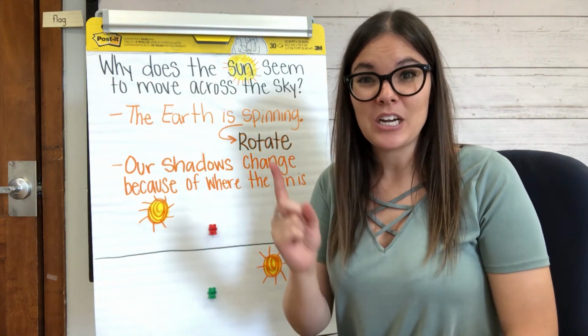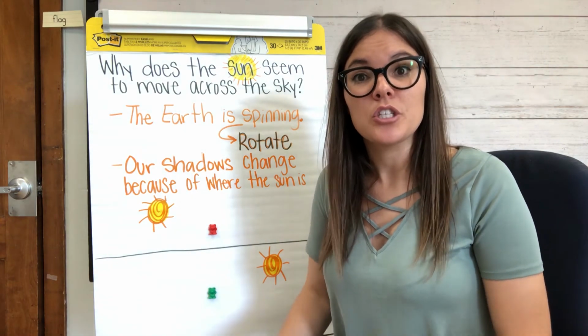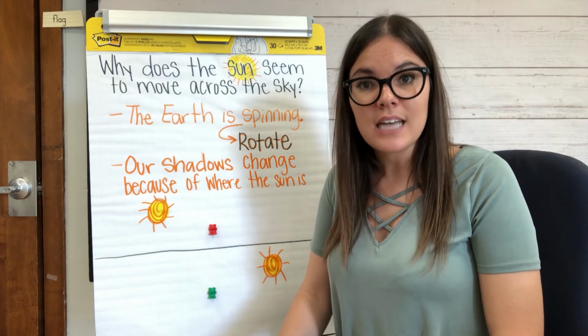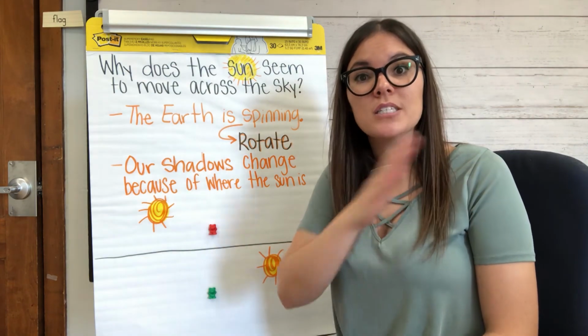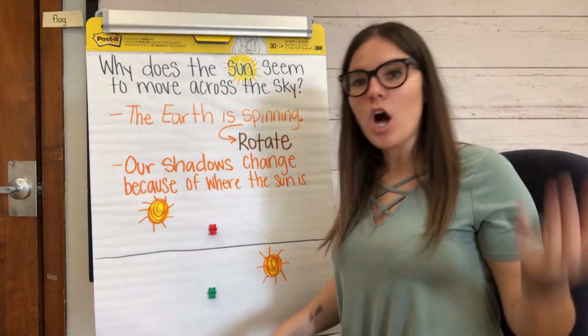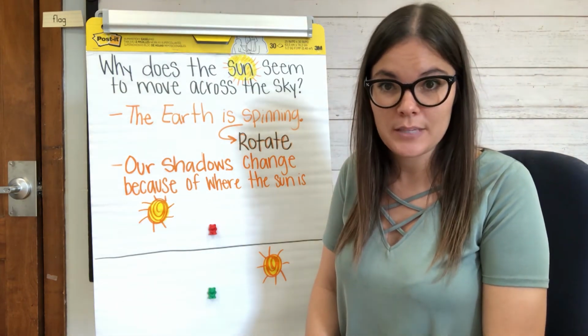Kind of like when we were going around in circles and we got dizzy. That is exactly what the Earth is doing. It is rotating, and that's why we see the sun on different parts of the sky during different times of the day. And we also were exploring with shadows, because I got super curious about shadows.